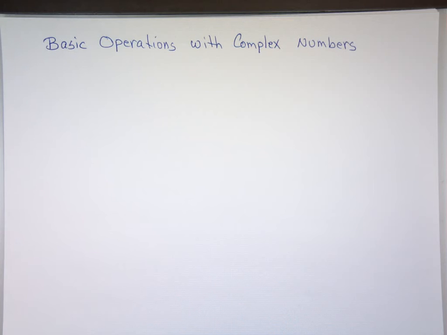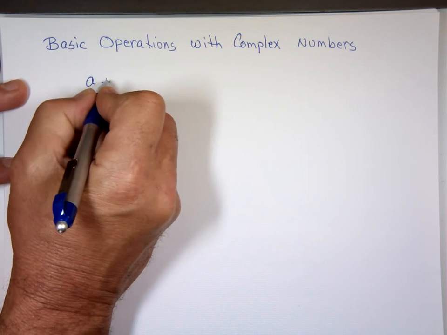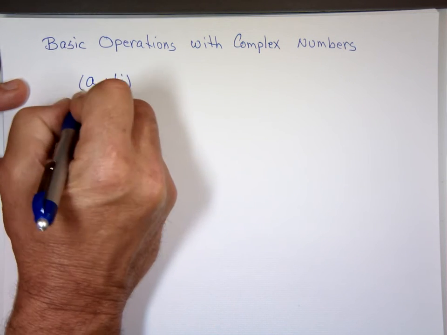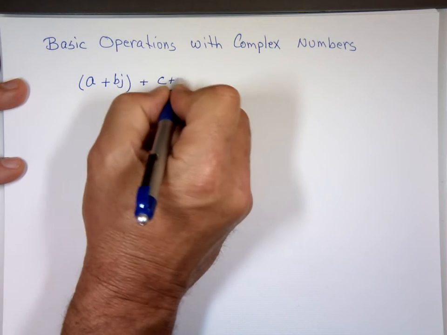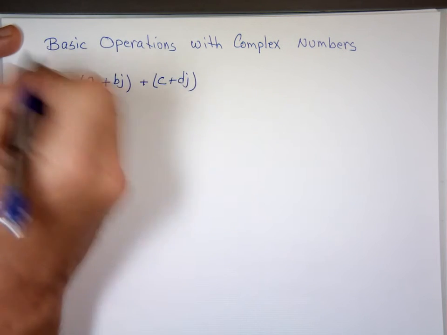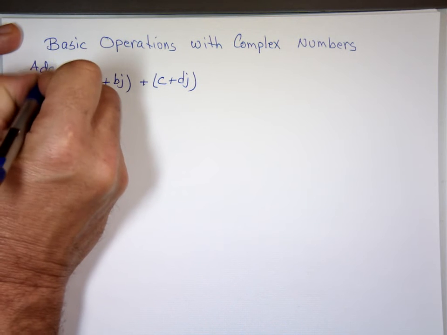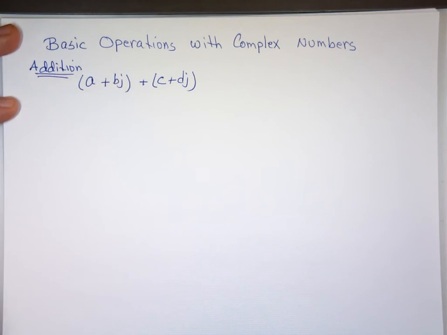Let's talk about how you add, subtract, divide, and multiply complex numbers. The first one: if you want to add complex numbers, let's say we have a plus bj, or jb, whatever you want to call it, and you want to add to it c plus dj. So we'll call this the addition rule. So how do we add them?